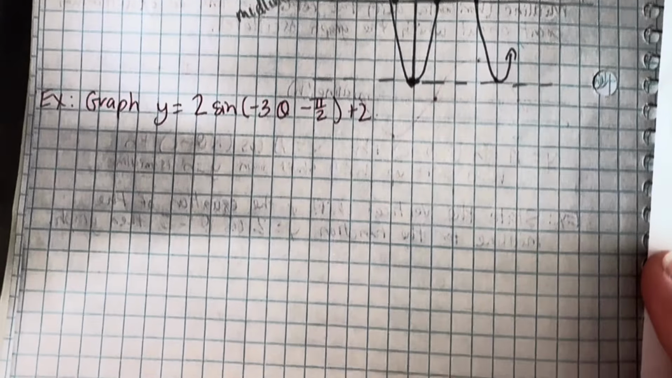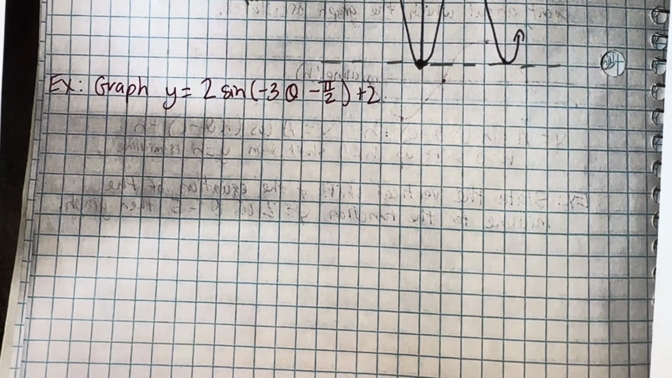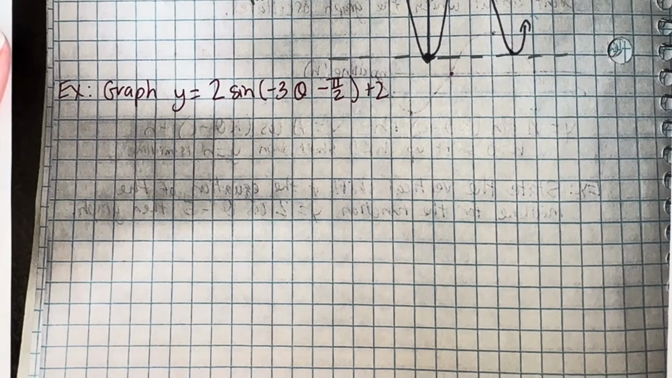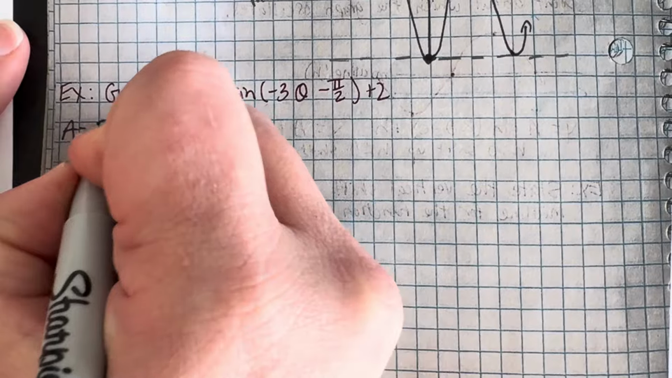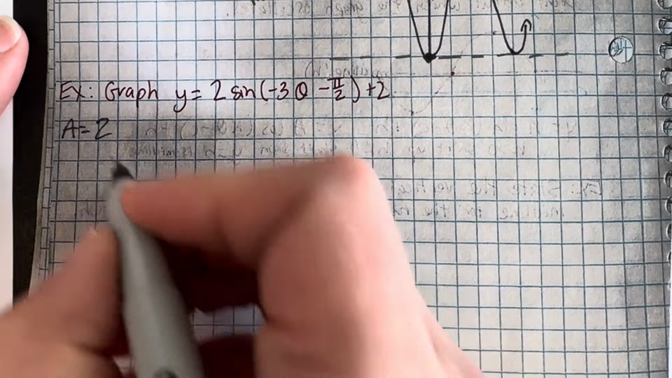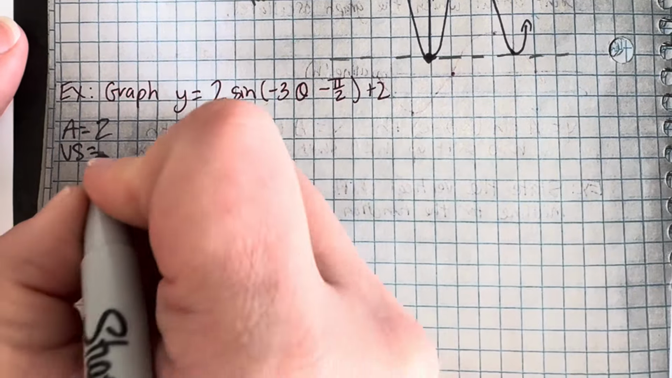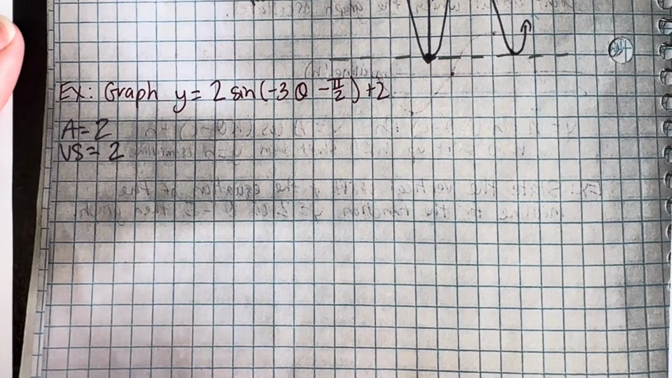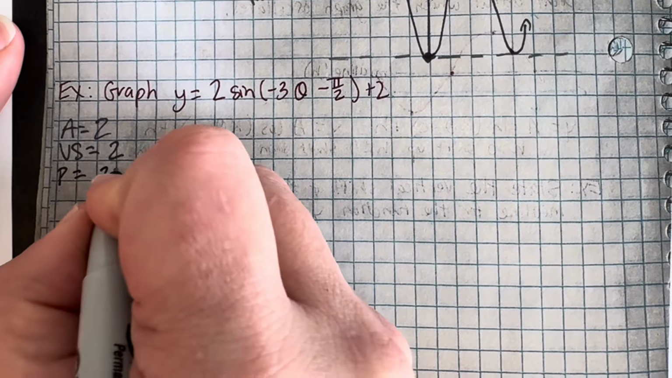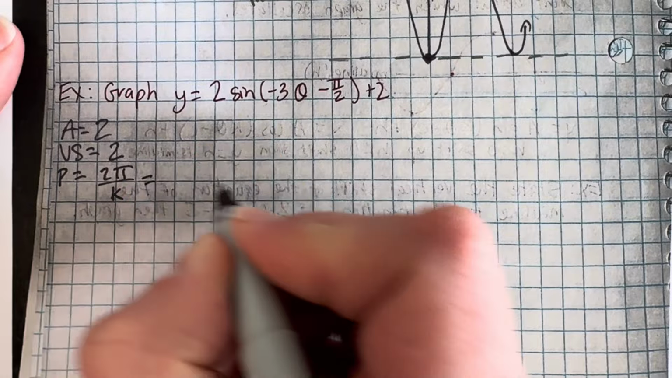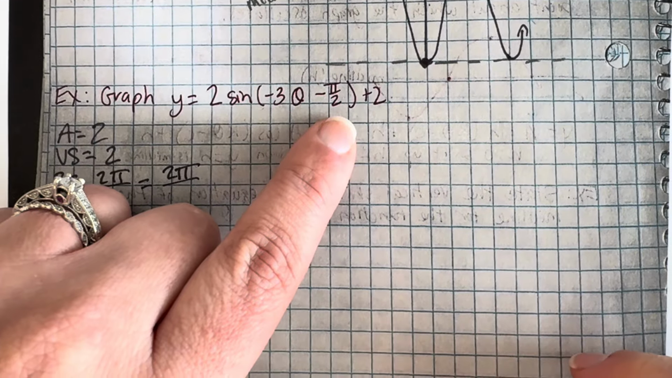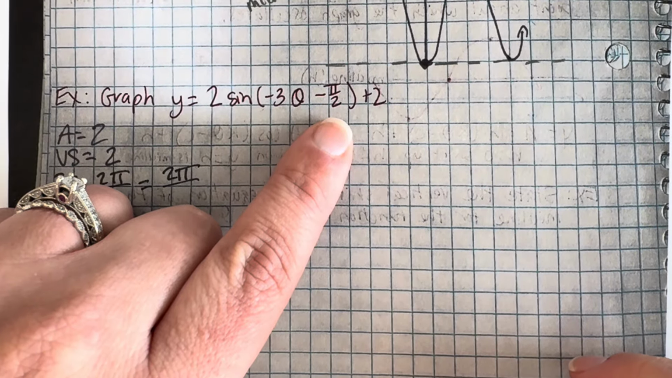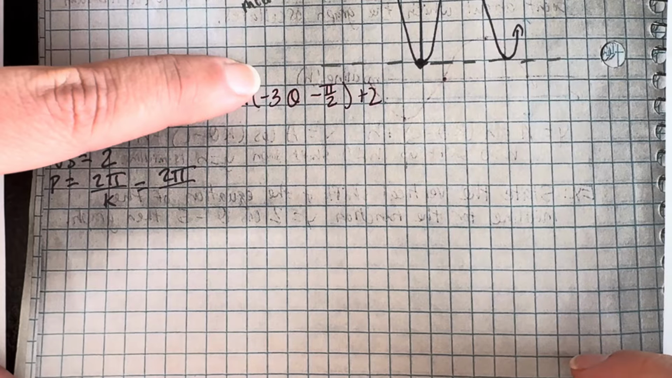All right, so now I'm going to go through my next one here, and I'm going to go through the exact same process. So start with the first one. My amplitude here is 2. My vertical shift is 2. My period is 2 pi over k, which is 2 pi over this right here, negative 3.